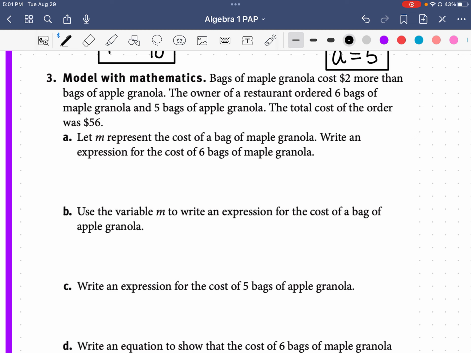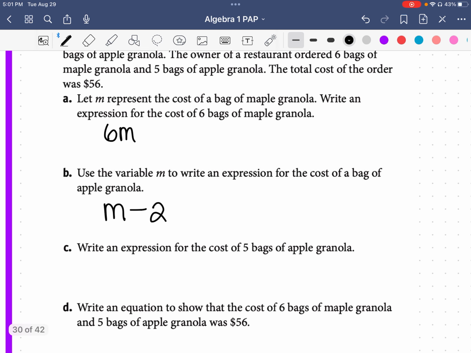Let's go ahead first and let M represent the cost of a bag of maple granola. Write an expression for the cost of 6 bags of maple granola. It would simply be 6 times M, right? Let's go ahead and use the variable M to write an expression for the cost of the bag of apple granola. Well, I have to go back up and read that the maple costs $2 more. So if I'm talking in terms of apple, it's going to cost $2 less. So I need to go ahead and subtract 2.